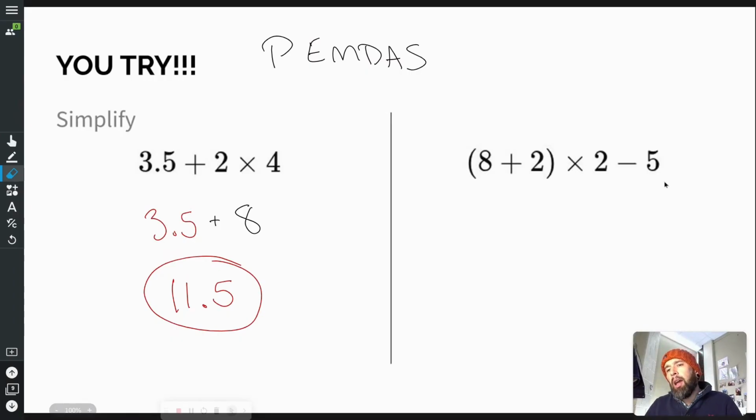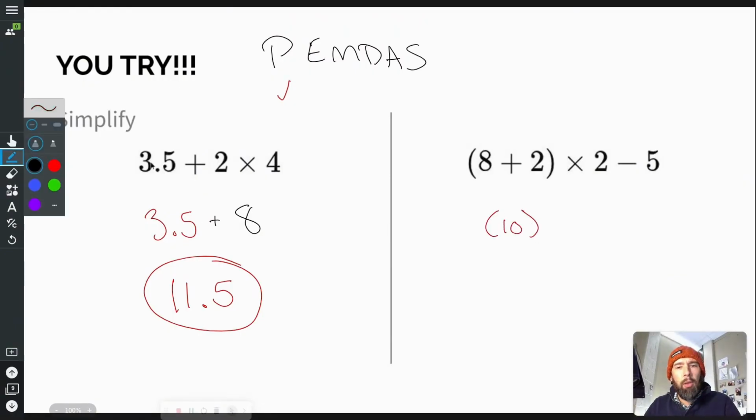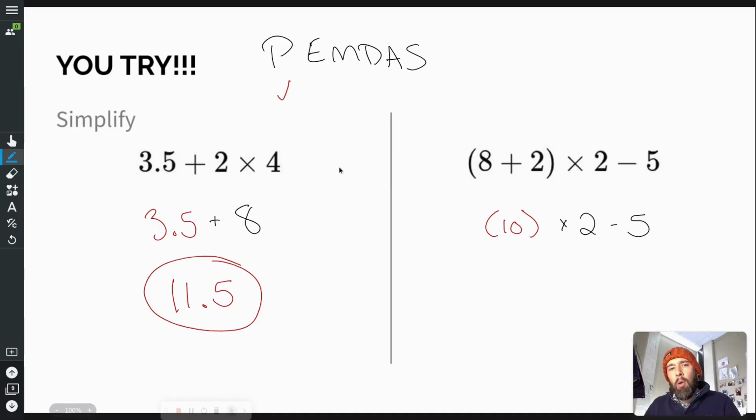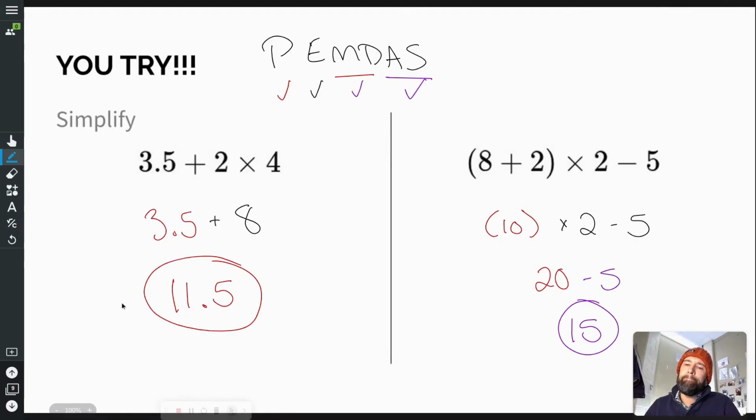Parentheses times subtraction. So do the parentheses first. 8 plus 2 becomes 10. Drop down that times 2. Drop down that minus 5. Now, any exponents? No. Any multiplication or division? Yep. We have 10 times 2. That becomes 20. Drop down the minus 5. Multiplication and division are done. Any adding or subtracting? Yep. 20 minus 5 is 15. There you have it.